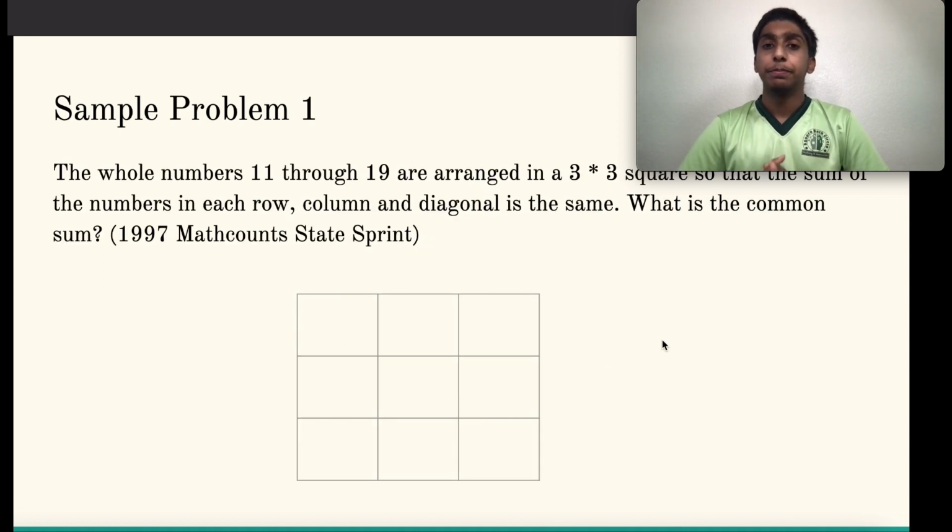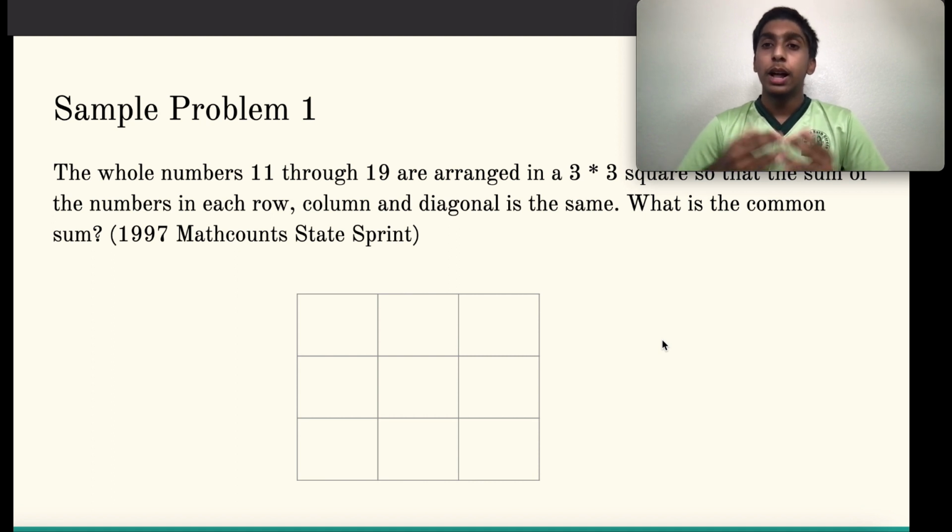So sample problem 1. The whole numbers 11 through 19 are arranged in a 3 by 3 square, so you could say a square of order 3, so that the sum in each row, column, and diagonal are the same. What is the common sum? And this is from the 1997 MathCounts State Sprint.